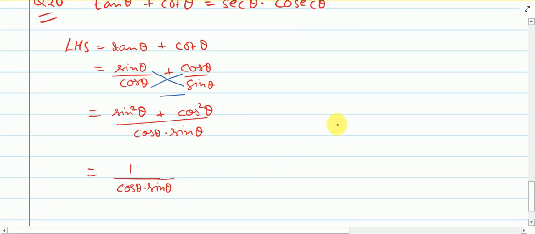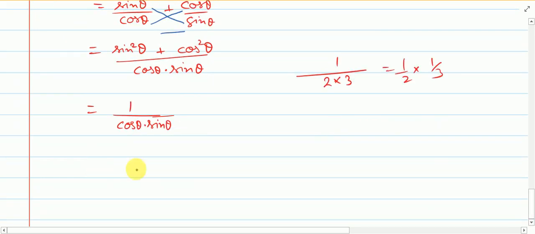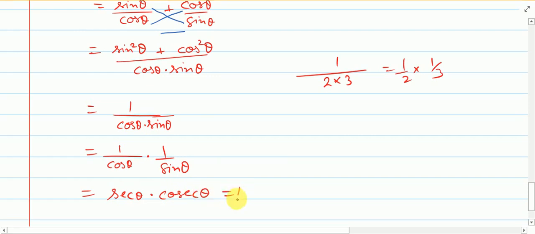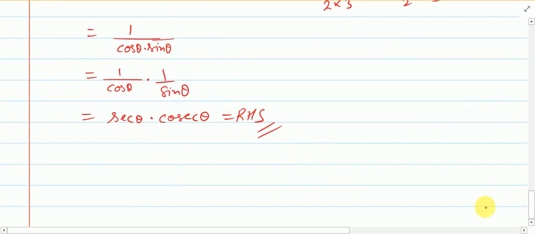Okay, you know that if you have something like this, 1 upon 2 into 3, so you can write 1 by 2 into 1 by 3, yes or no? So here same thing, we have 1 upon cos theta into sin theta, and you can write 1 by cos theta into 1 by sin theta, yes. Now 1 by cos theta is nothing but sec theta, and 1 by sin theta is cosec theta, which is your right hand side. Okay, so this is proved.